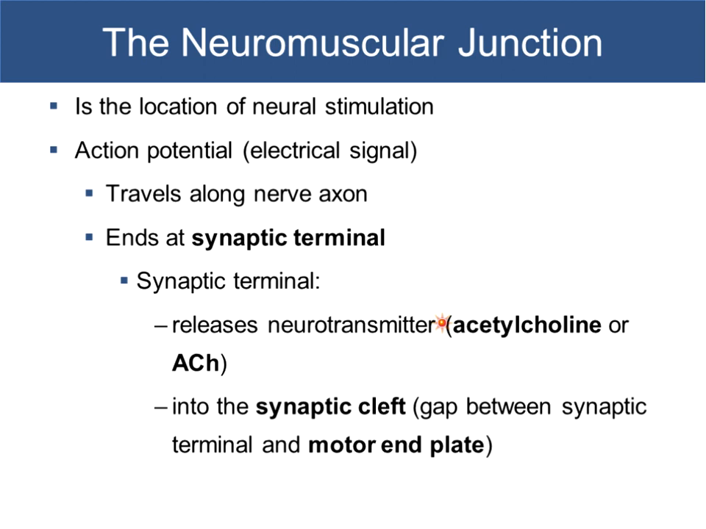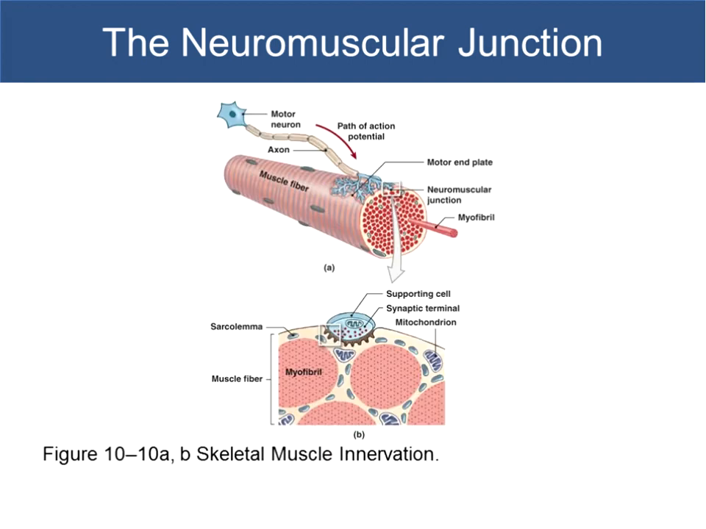A very important thing that's happening here is that once that electrical activity gets to the end of the axon, the end of the nerve releases this neurotransmitter acetylcholine at the synaptic terminal. And that acetylcholine will bind to the motor end plates of the muscle.